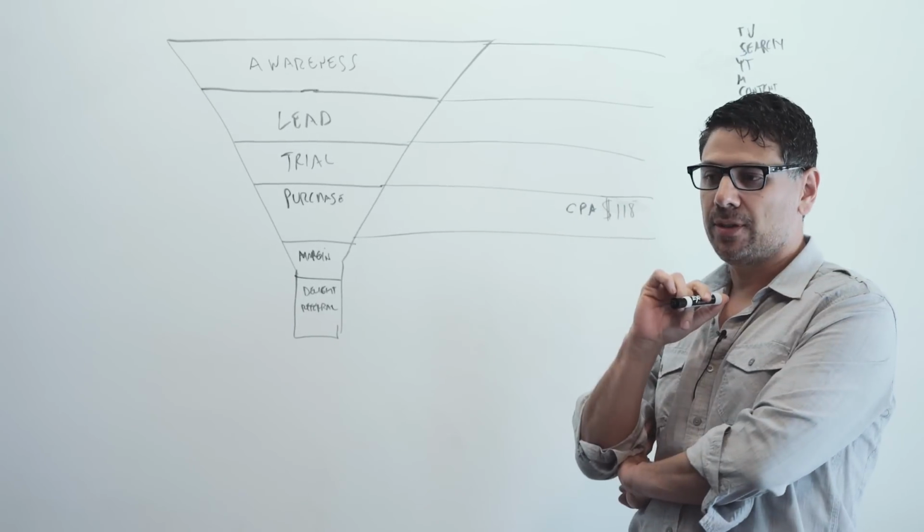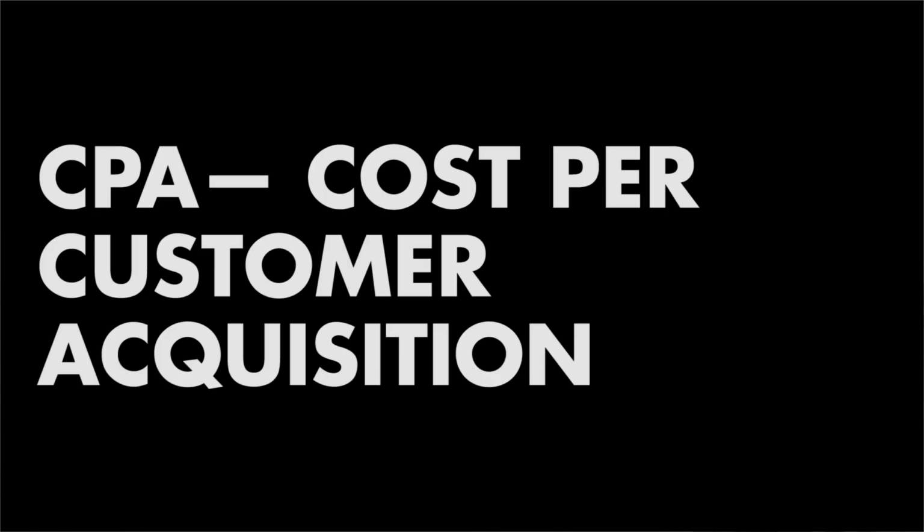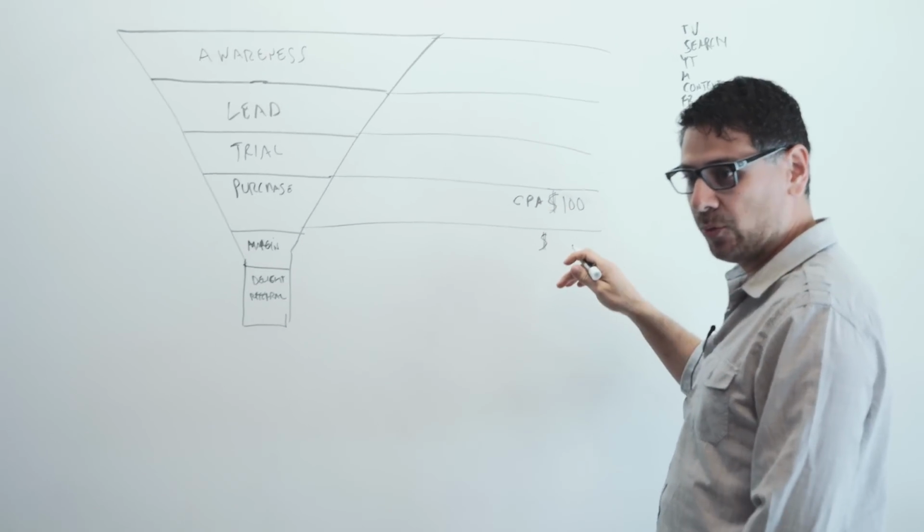We're going to actually put numbers to this. We're going to assign a number. So, cost per customer acquisition. Cost per customer acquisition to get someone to buy your service or product. Now your service, if you don't mind me asking, maybe break down the tiers.